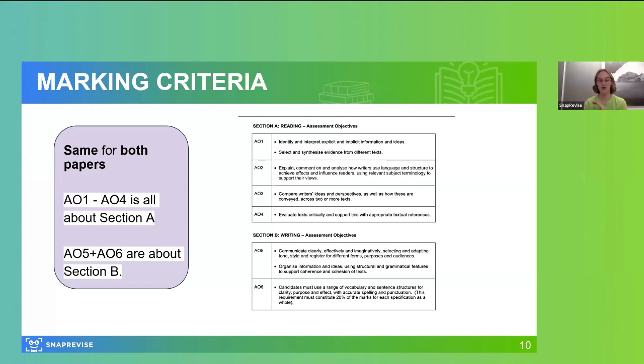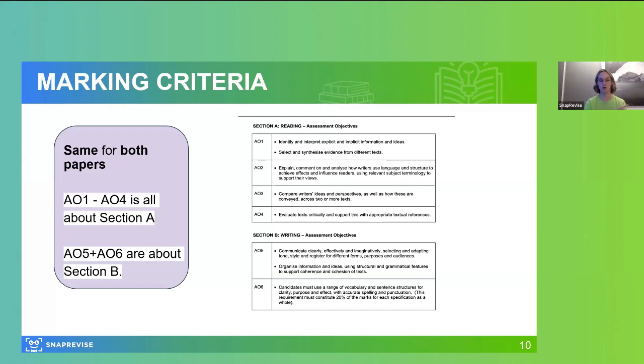And then section B, AO5 and AO6. AO5 is all about what you write. So it's your clarity, your organization in conveying your thoughts, how in-depth they are, how critical they are. And then AO6 is all about how you write. So it's all about your grammar, your punctuation, your spelling. You do get marked on all of that. You have to be accurate with your spelling, with your punctuation, with your grammar. So that is how the marking scheme works.